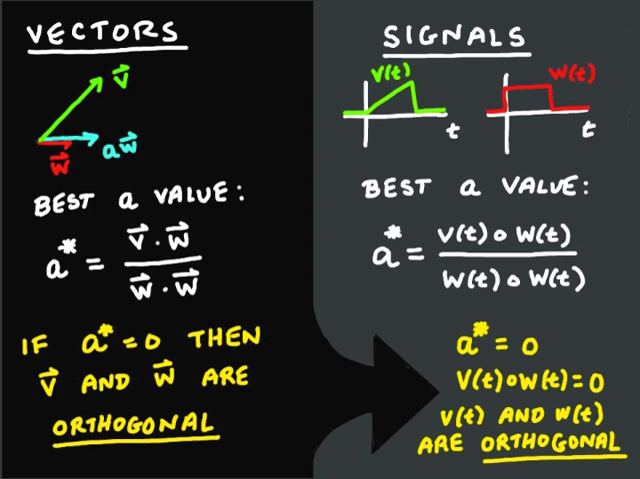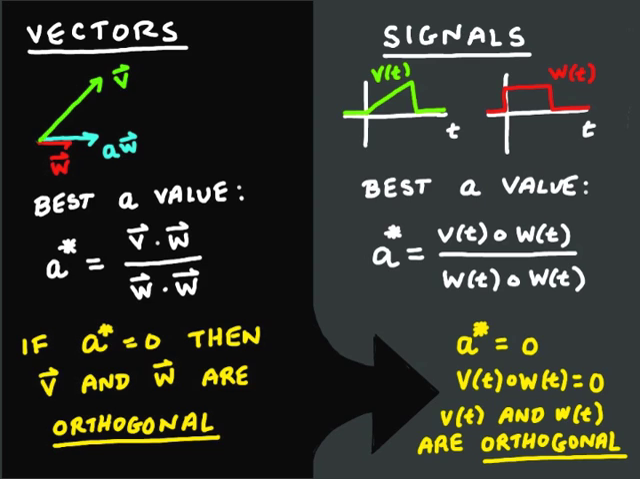So let's make that comparison explicit. On the left-hand side, we have vectors, and on the right-hand side, we have signals. In both cases, we're trying to approximate V by A times W. We found for vectors the best value of A was A star equal to V dotted with W divided by W dotted with W.